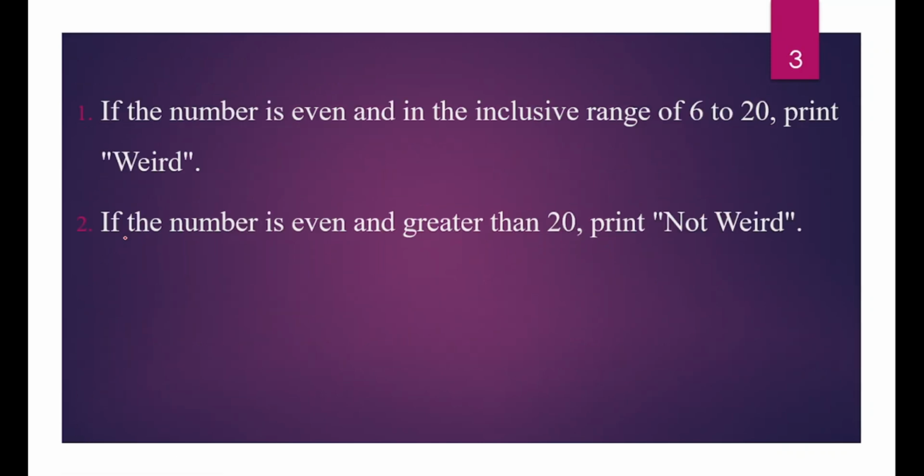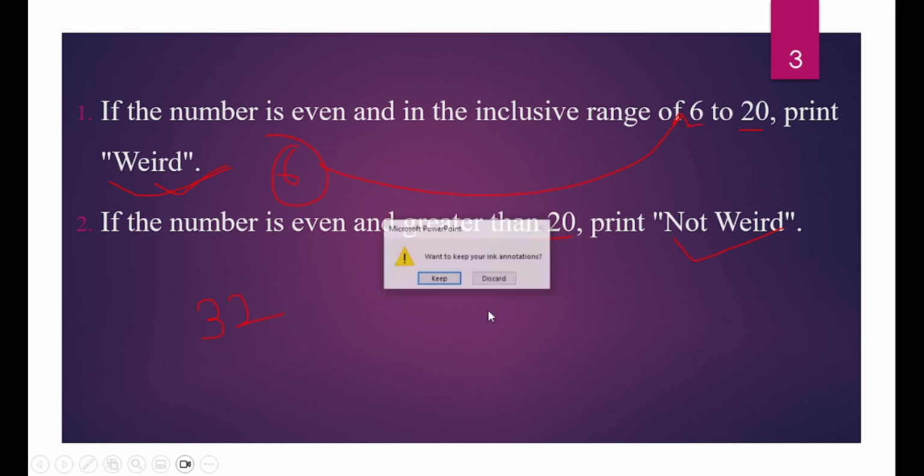Now if the number is in the range of 6 to 20, then it should print weird. Why? Because my number is now 6, it falls under this particular category, so it will print weird. But if my number was something like 32, then what will happen? It is greater than 20, it will print not weird. We will try all these test cases first in our IDLE window itself.